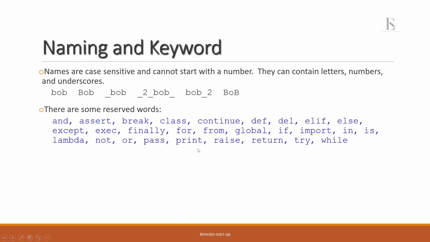Okay. Moving on, naming and keywords. If we want to name a variable, it can contain letters, numbers, and underscores in Python. And there are some reserved keywords. I'll show you how to get the list of them. So there are some reserved keywords in Python that we should refrain from using as names. So you cannot name a variable break, right? Because break has a different meaning in Python. It's a reserved keyword.